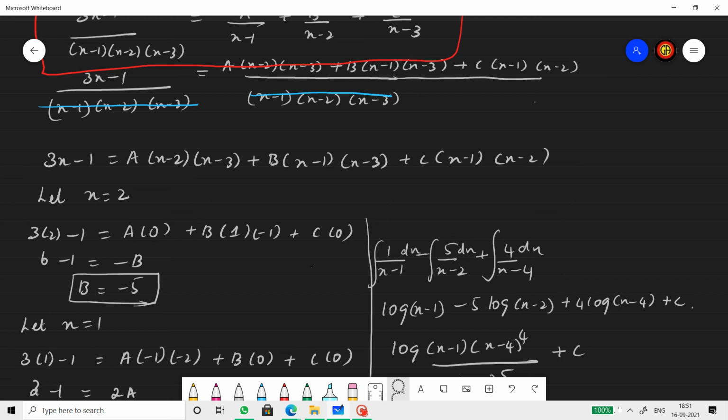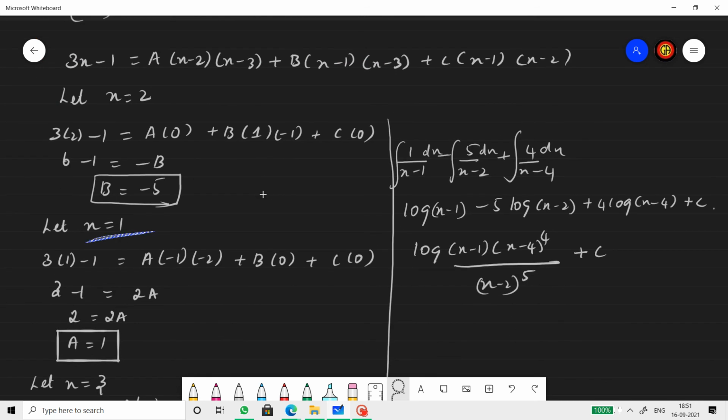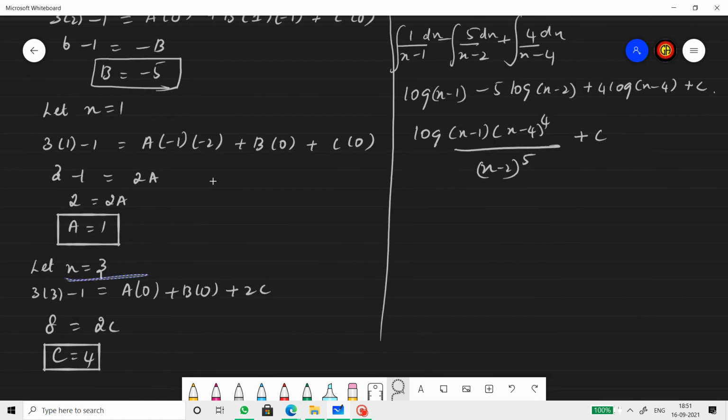This way, the next x is equal to 1. When x is 1, wherever there is x, substitute 1. So 3 into 1 minus 1, a times 1 minus 2, 1 minus 3. That would be minus 2. Whereas this is 0 and this is 0. With this, we find the value of a. Then x equal to 3.